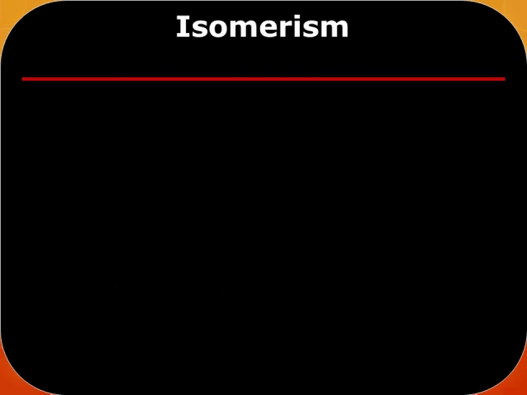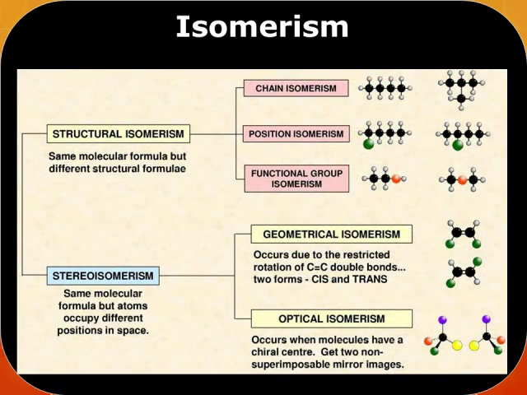Let's have a look at isomerism and its classification. Isomerism can be classified into two groups. One is structural isomerism, the other is stereoisomerism. Again, structural isomerism can be classified into three groups: chain isomerism, position isomerism and functional group isomerism. All these three we have learned already in Form 6.